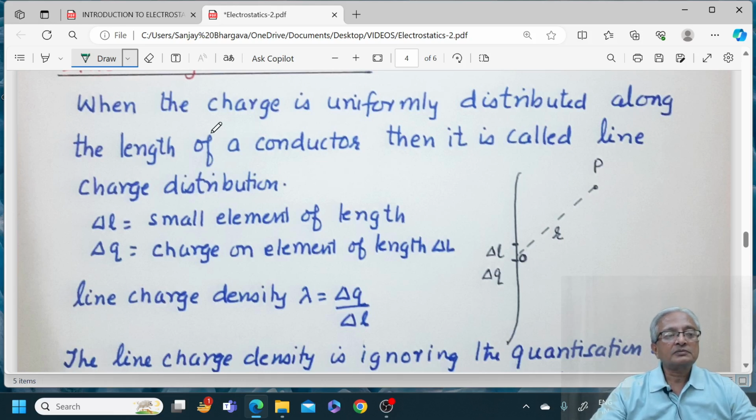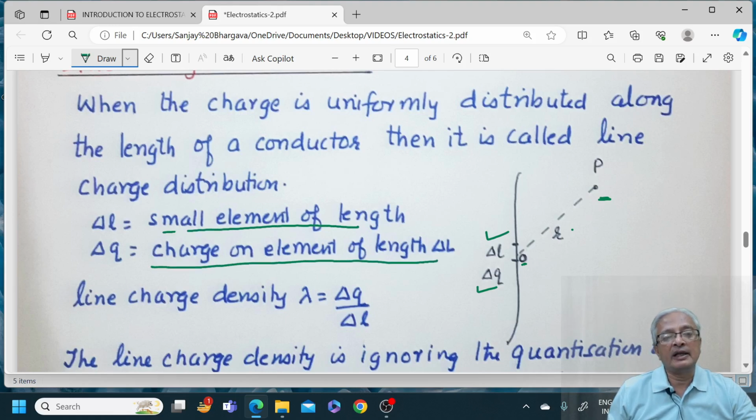What does it say? When the charge is uniformly distributed along the length of a conductor, then it is called line charge distribution. We have a line charge here. We choose a very small element of length delta L. That length carries a charge delta Q. We also have a point of observation P at a distance R from point O. Delta L is, as already said, a small element of length, and delta Q is the charge on this element of length delta L.